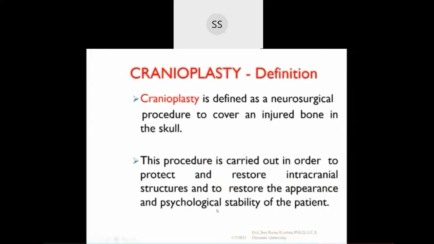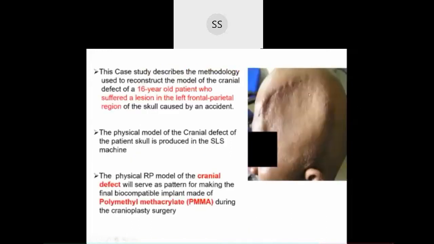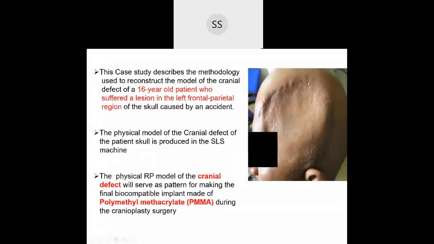stability of the patient. So you see in this case, a patient who got injured in the left parietal region. You can see this is the left side parietal region of his skull. Below, the skin was simply stitched, and you can see there is a complete implant you have to fix here, right? So our idea is how we have to develop this implant.